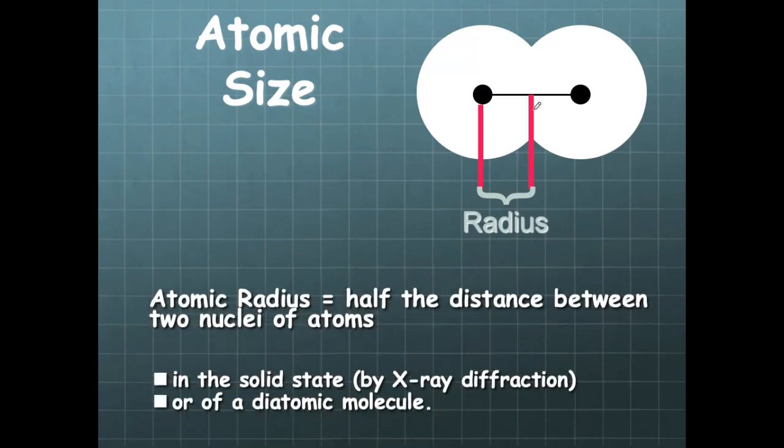So let's look at this diagram here. This is a diatomic molecule, and this would be atom 1, and this would be atom 2. Atomic radius would be half the distance between the two nuclei of atoms. So the distance from here to here is half the distance. Now it's easier for us to measure the size of an atom. Sometimes atoms can also be measured in a solid state by the X-ray diffraction method. So there are different ways we can measure atomic size.